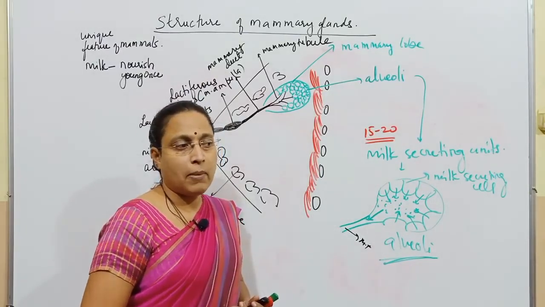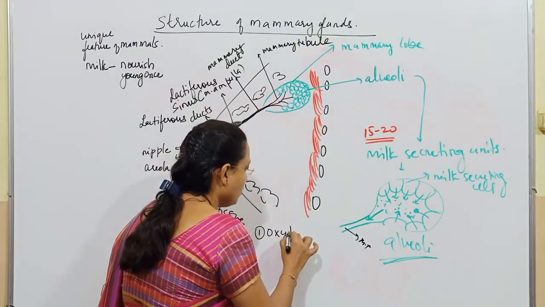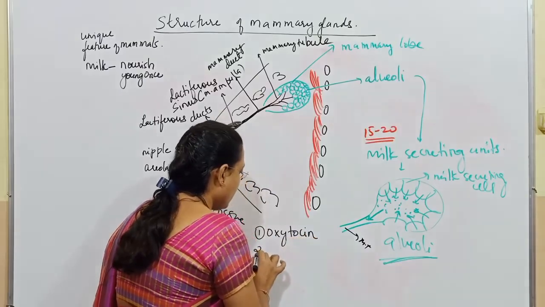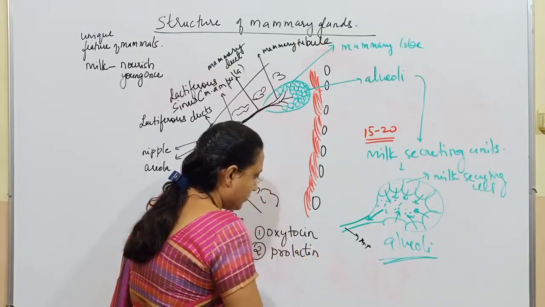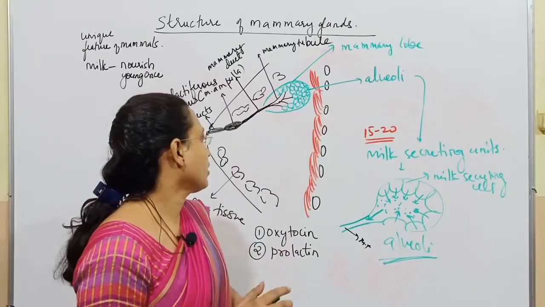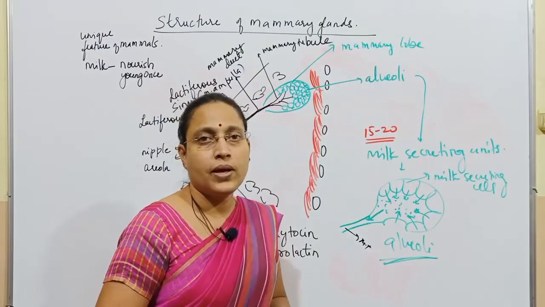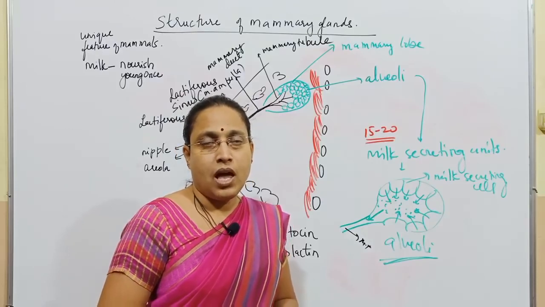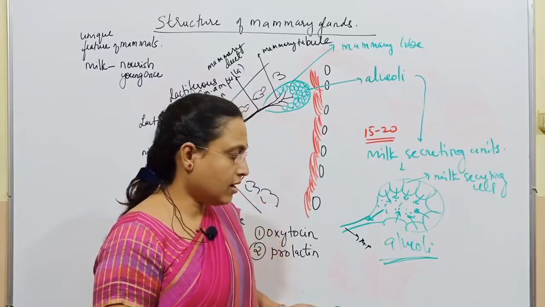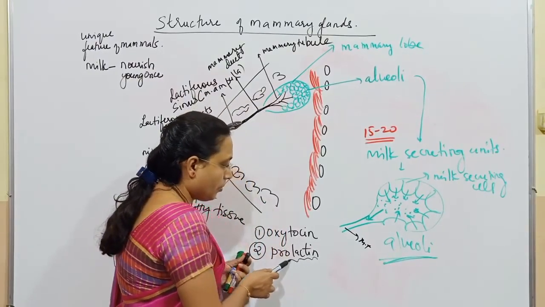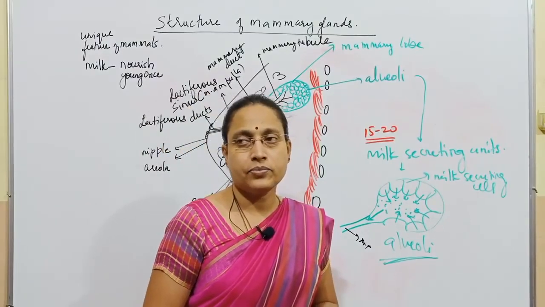Now, two hormones are there in mammary glands. One is oxytocin. The second one is prolactin. These two hormones control the functioning of mammary glands. Now, immediately after the delivery, the body starts secreting more prolactin from the pituitary gland.